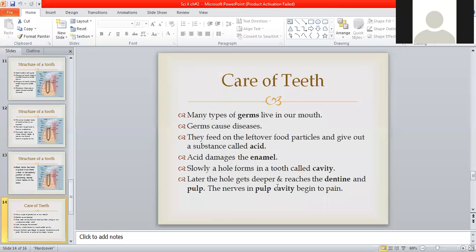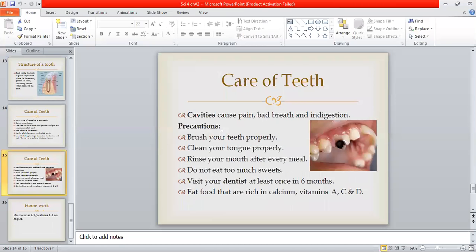You know that in the pulp cavity there are many blood vessels and many nerves. So if the cavity gets deeper, you feel pain in your mouth. This pain is very painful. If someone is suffering from toothache, he or she will know what toothache basically is. In this pulp cavity, the nerves begin to pain.